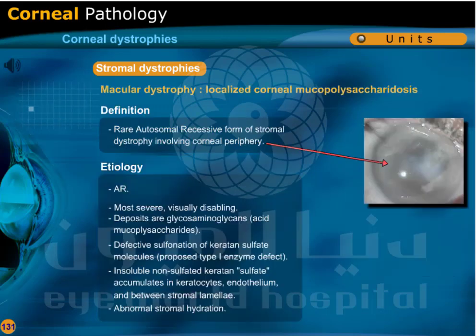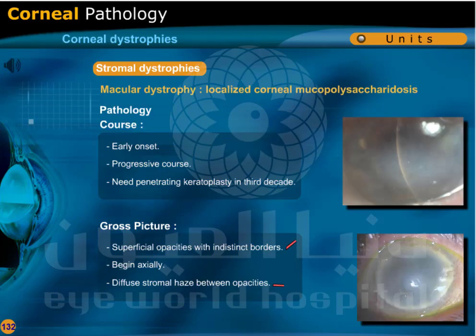Macular dystrophy, localized corneal mucopolysaccharidosis. This is a rare autosomal recessive form of stromal dystrophy involving the corneal periphery. It is the most severe, visually disabling. Deposits are glycosaminoglycans, acid mucopolysaccharides. There is defective sulfonation of keratan sulfate molecules, a proposed type 1 enzyme defect. Insoluble non-sulfated keratan sulfate accumulates in keratocytes, endothelium, and between stromal lamellae. There is abnormal stromal hydration. Macular dystrophy has an early onset, progressive course, and needs penetrating keratoplasty in the 3rd decade.